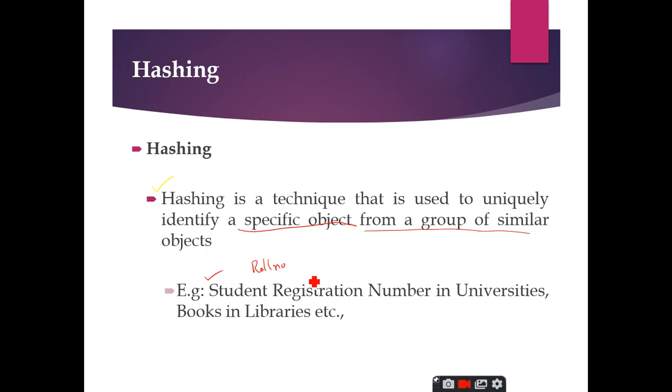Okay, this is one solution, right? By names also I can identify them uniquely. But when I make use of names to uniquely identify an object from a group of similar objects, you may have two persons with the same names. Duplication might be there, but hashing is a technique where you can identify the object uniquely. No other object should have that name. So for this purpose I am going to go for the roll numbers.